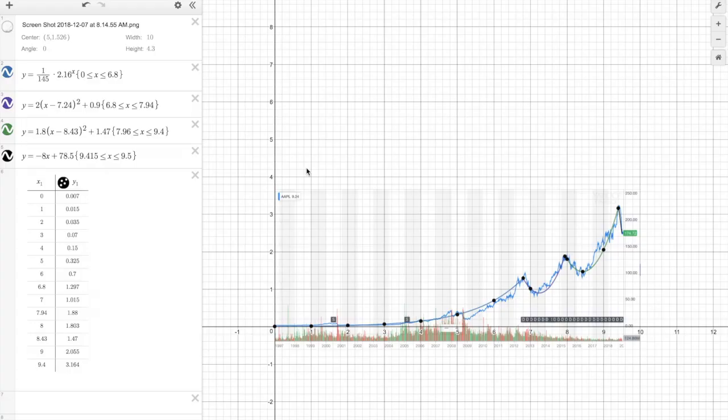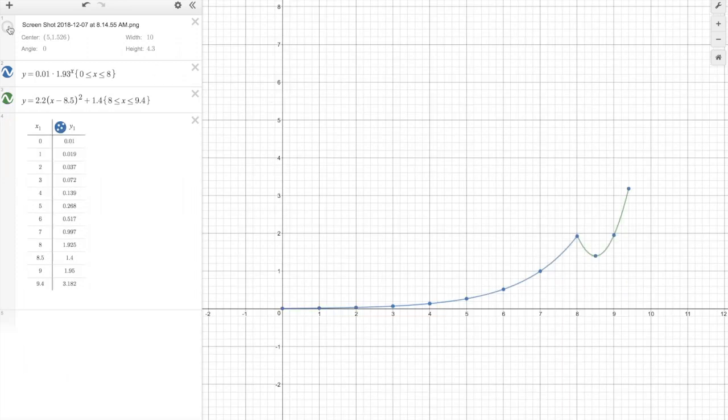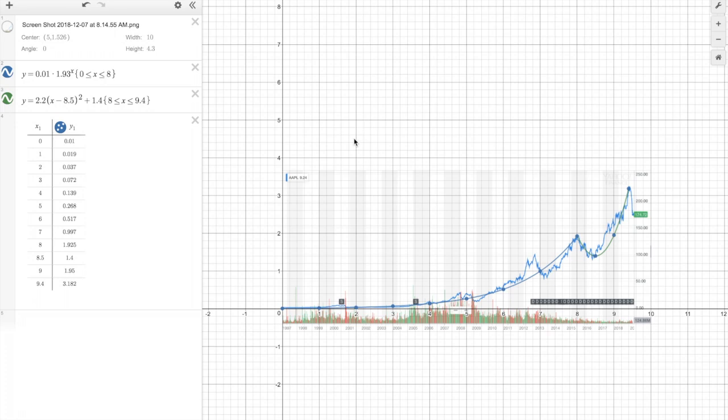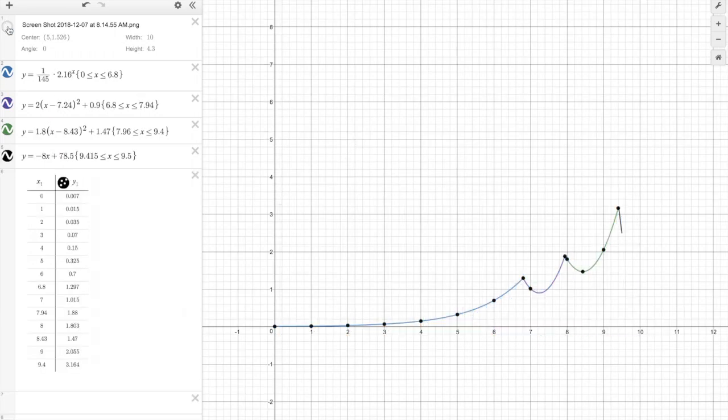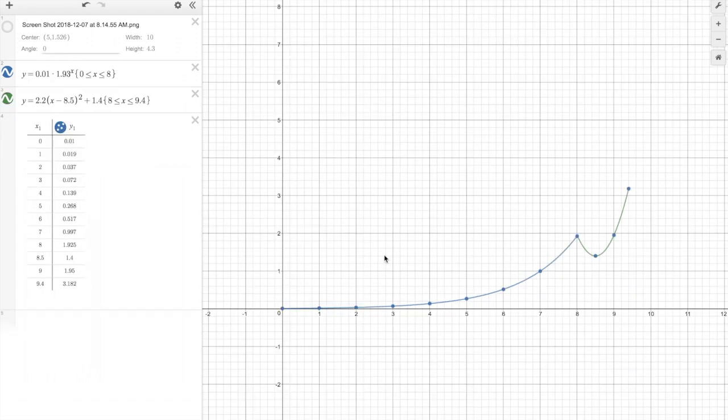Now we'll take a look at mathematical calculations with graphs, tables, and more. Okay, this is my mathematical calculations. So this is my first graph, and this is my second graph. Taking a look at both, both are piecewise functions.